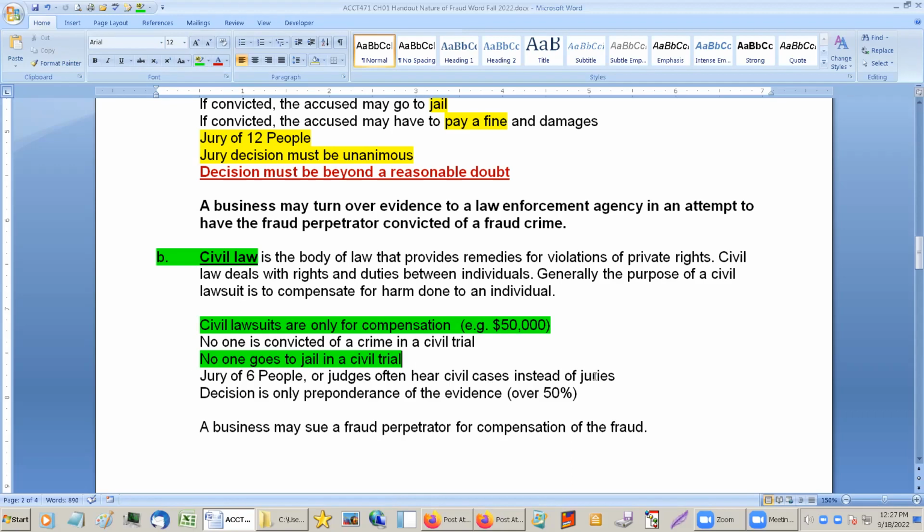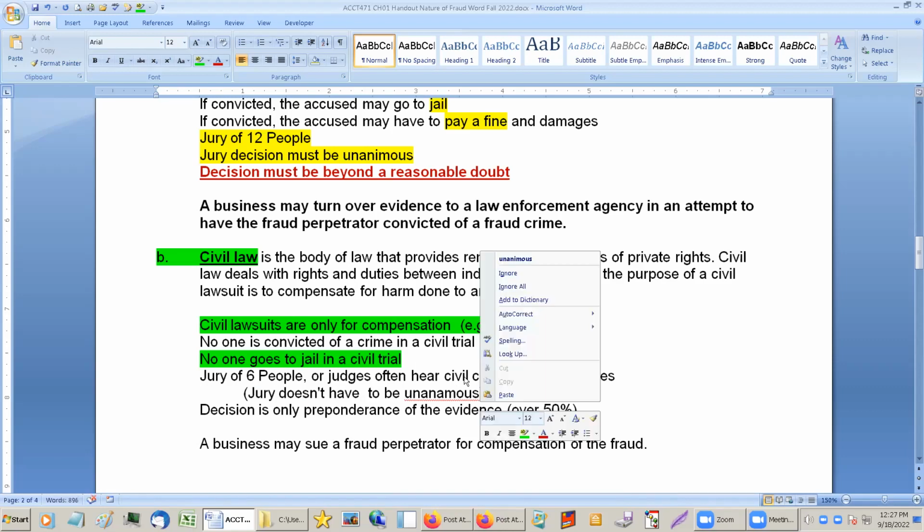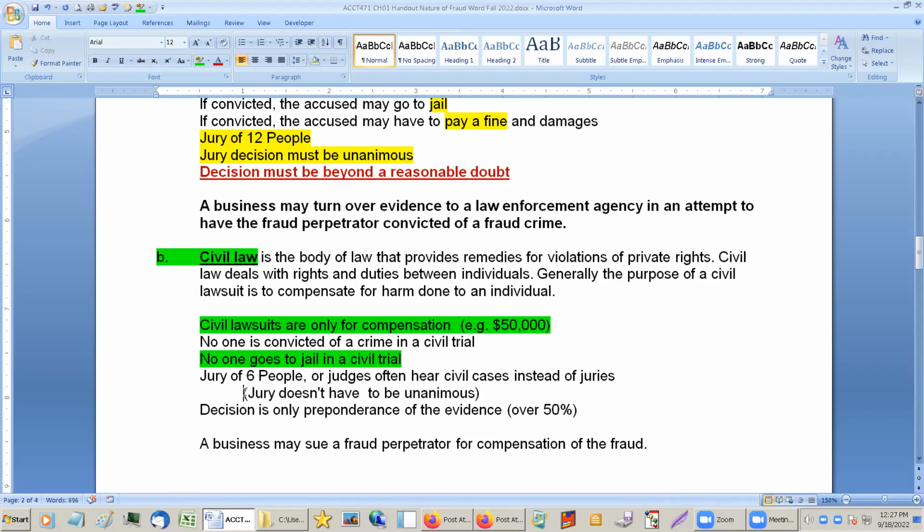Jury, 6 people. Judges often hear the cases instead of juries. Another thing is, if it is a jury, the jury does not have to be unanimous. If there is a jury, the decision does not have to be unanimous.